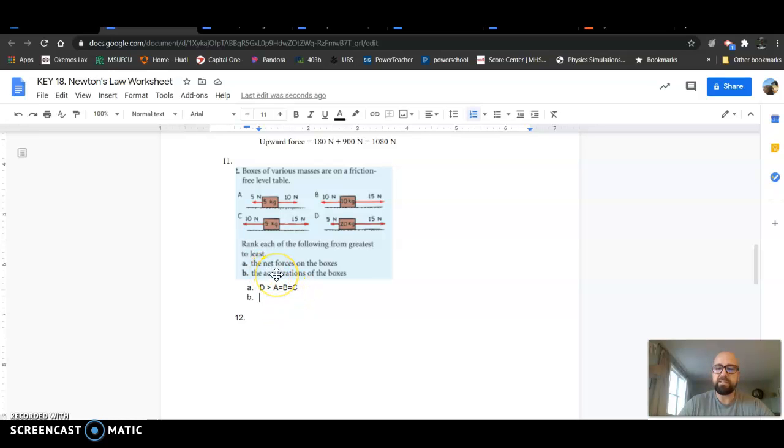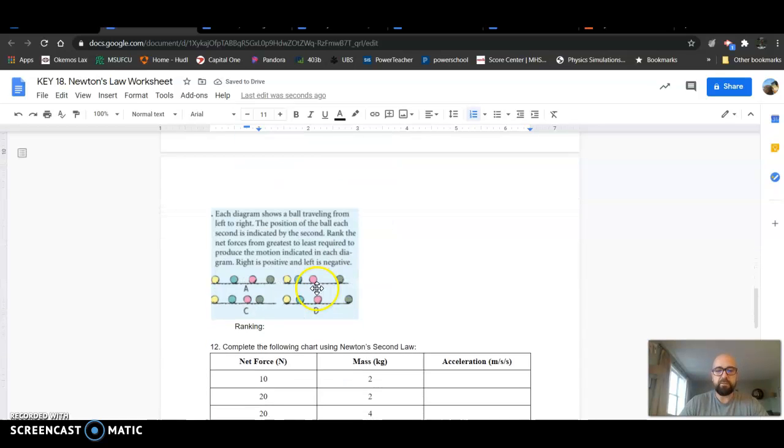And then here, if I'm ranking the accelerations, Newton's second law is acceleration is net force over mass. So I've got to do my net force divided by the mass. Like for A, net force of 5 newtons to the right divided by 5. So 5 over 5 is 1 meter per second squared. So A and C are both going to have an acceleration of 1, and B and D are both going to have an acceleration of 0.5. So then I would say A equals C, and those are greater than B equals D.